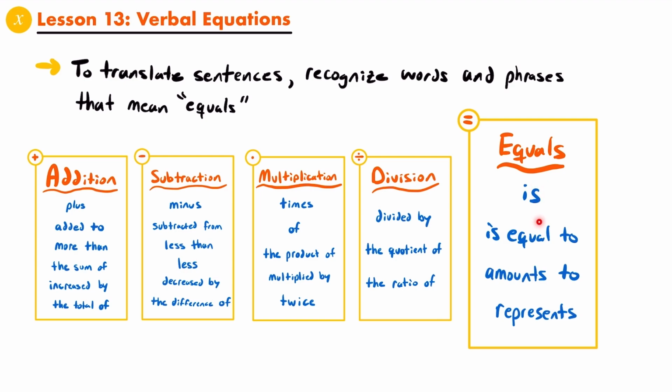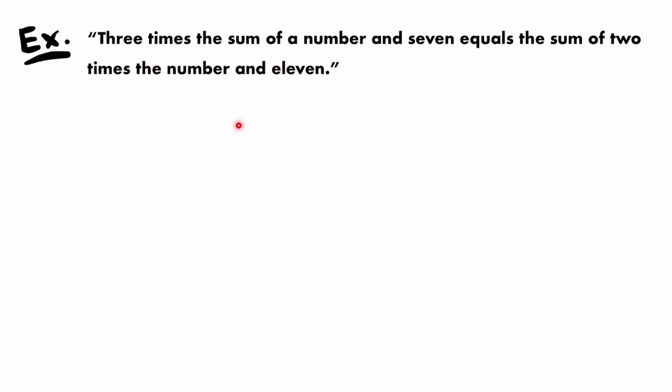Okay, so try to commit these different words and phrases to memory. You want to be able to see these and know that they refer to an equal sign. And so let's take a look at an example. Let's try translating a sentence that's going to include one of these words or phrases that mean equals and translate it into an equation. Okay, so here's our example. Let's first read the sentence. It says 3 times the sum of a number and 7 equals the sum of 2 times the number and 11.